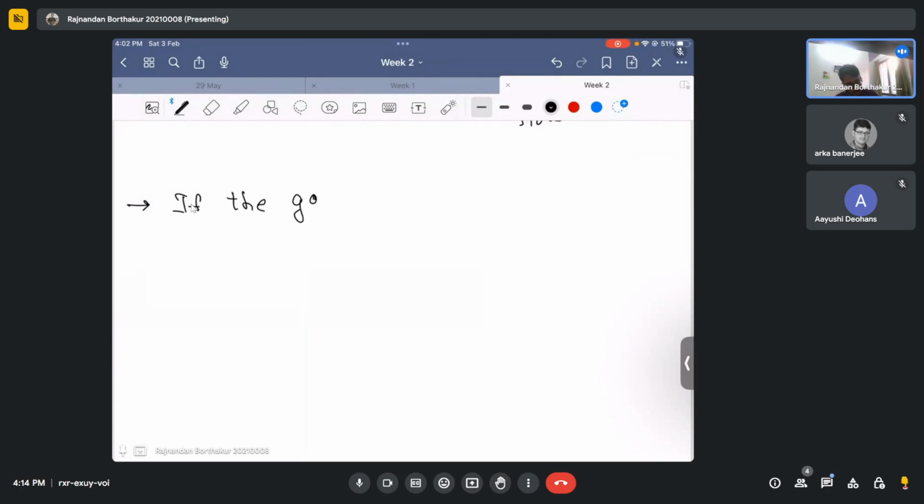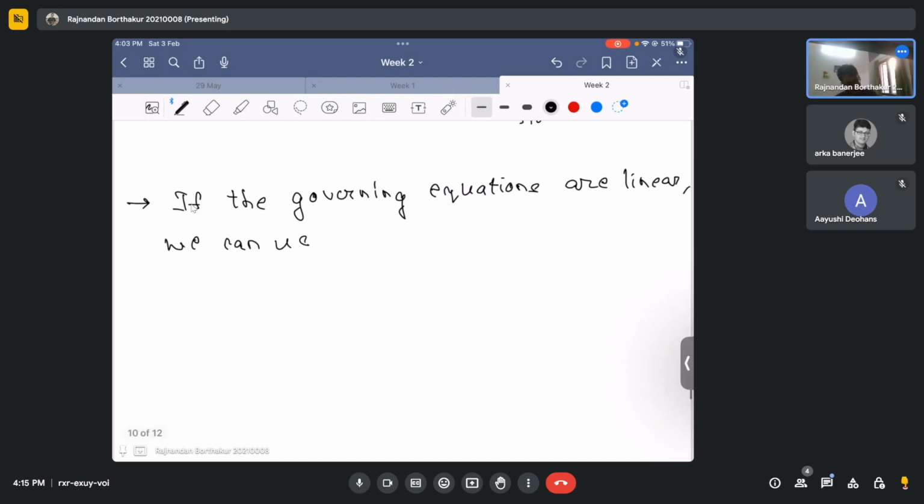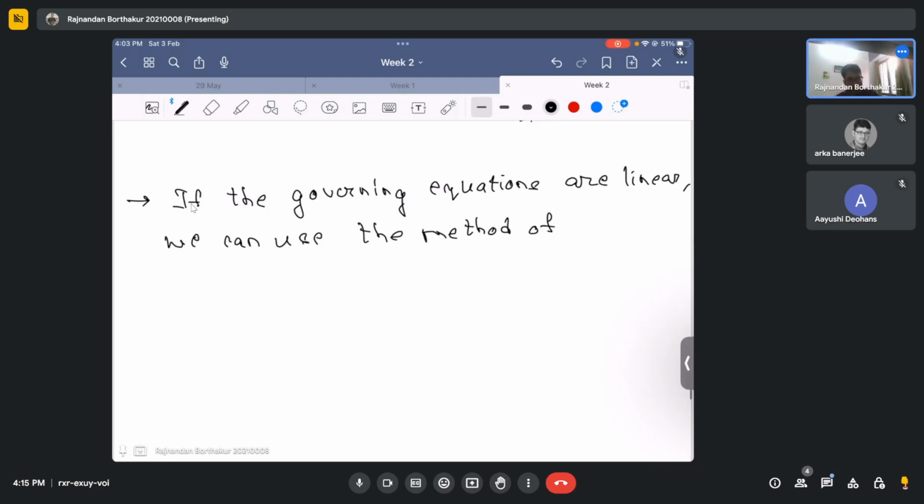If the governing equations are linear, we can use the method of superposition.